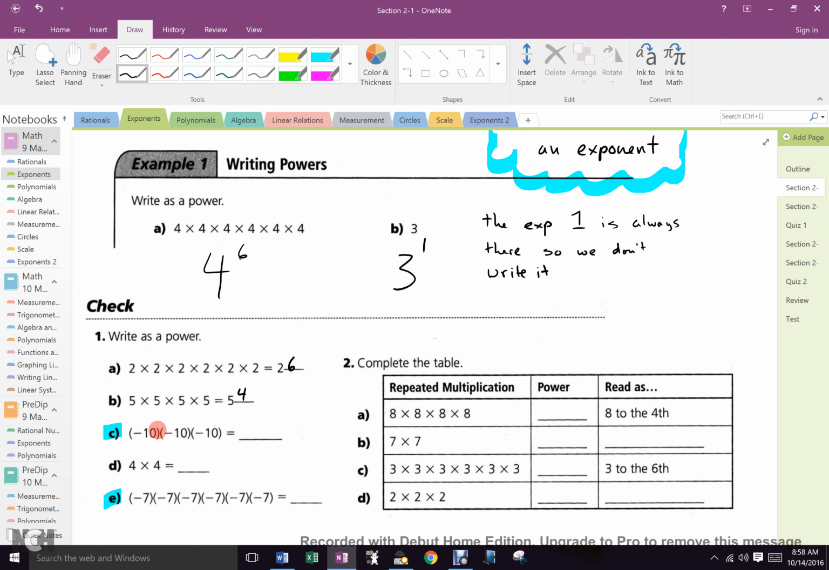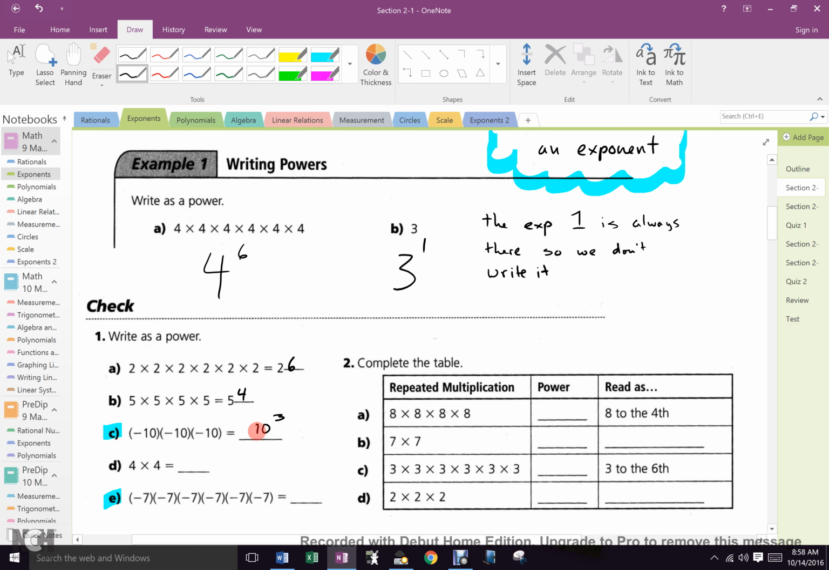Yeah, it holds stuff together, right? So if this 10 is repeating 3 times, isn't it? So 10 must be part of it, right? And how many times did it repeat? 3. 1, 2, 3, right?